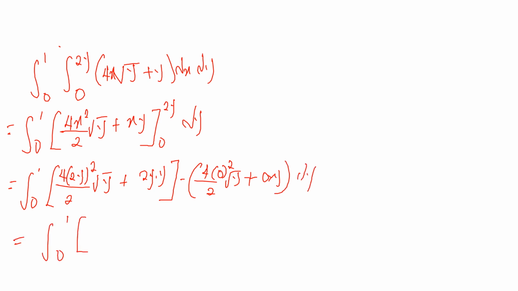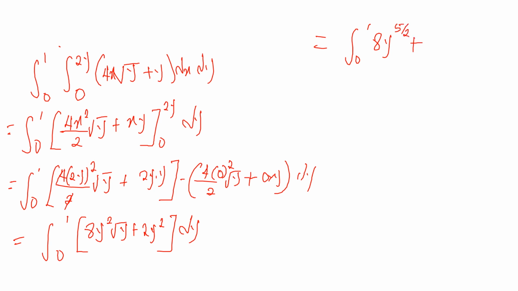At this point these two will cancel this 4, you have 2 left, so it's going to give you 8y squared root y plus 2y squared. All of this will become 0, then dy. Okay, you have the integral of, now using the law of indices, you discover that you have 8y raised to the power of 5 over 2 plus 2y squared dy.